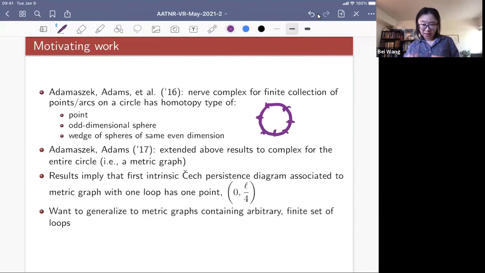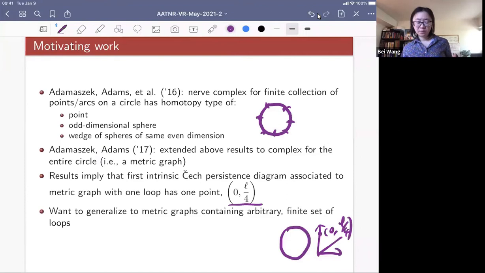So let's say this is the metric graph I want to study. Then using their result, you can actually infer that there is a point in the persistence diagram that is born at zero and dies at L over four, where L is the length of that loop.